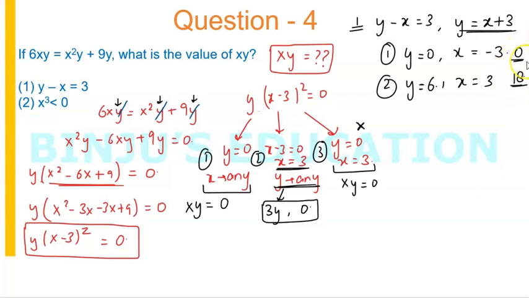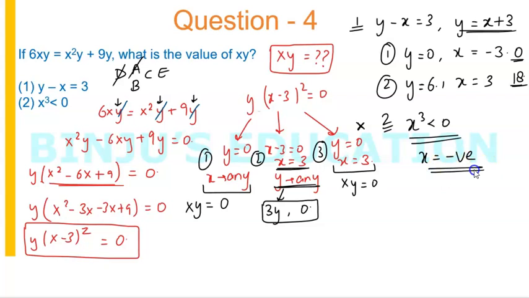So do I have a conclusive answer from statement 1? No, I don't. So D, A, B, C, E: D goes, A goes, because statement 1 alone is not sufficient. Let's see what statement 2 has to say. Statement 2 says that x cube is less than 0. Now what conclusion can you actually draw from x cube less than 0? If x cube is less than 0, can I say one thing for sure, that x has to be negative?